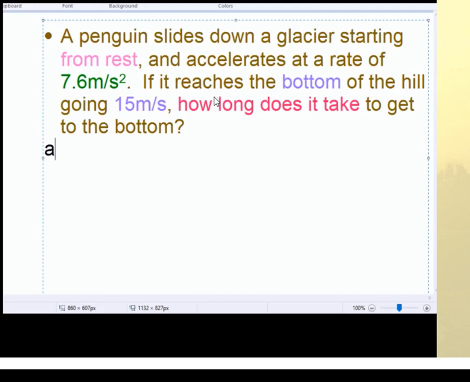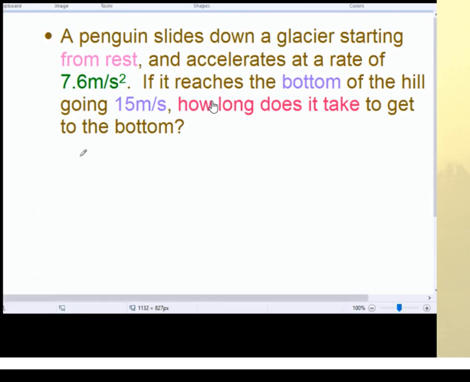In this problem, I'm going to write down what I know, and then I'm going to see what I can do to solve it. So we've got a code word here, at rest. When a penguin slides down the glacier starting from rest, that would mean that v-i, the initial velocity, is 0. Then it starts accelerating at a constant rate of 7.6 meters per second squared.